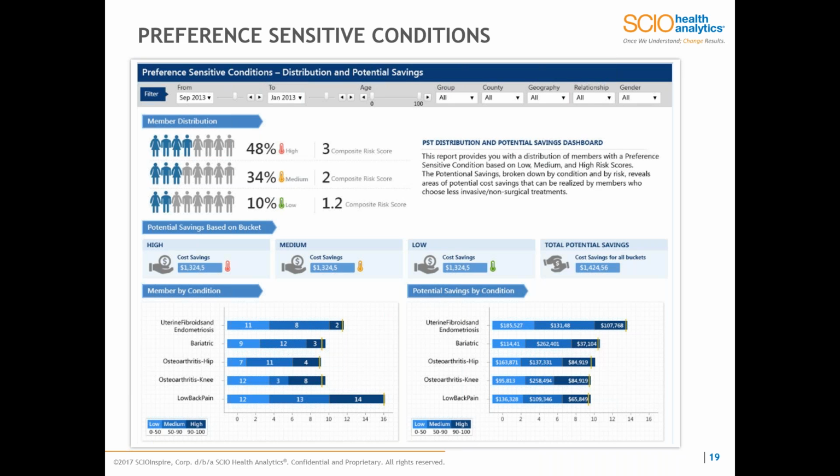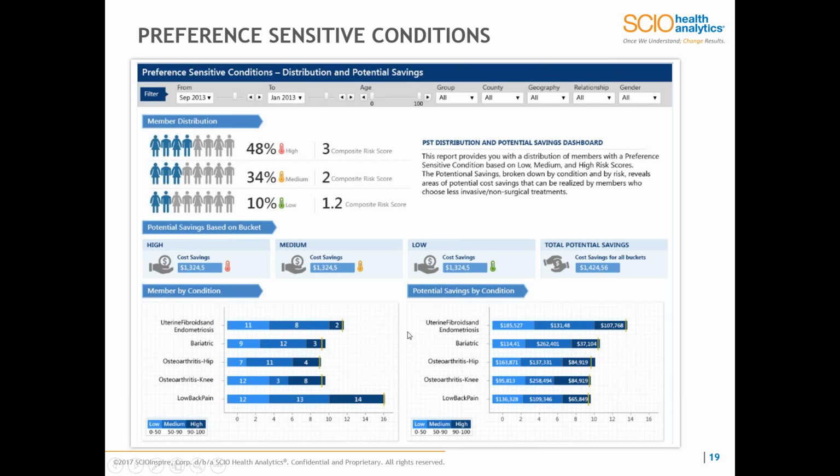So our preference-sensitive model really helps you to be able to delve in. For example, here you've got people with a composite risk score. You're being able to see in your population of 48% for a specific condition that you are looking at whether or not you can intervene, and you can break them down and see the cost that's associated with them.